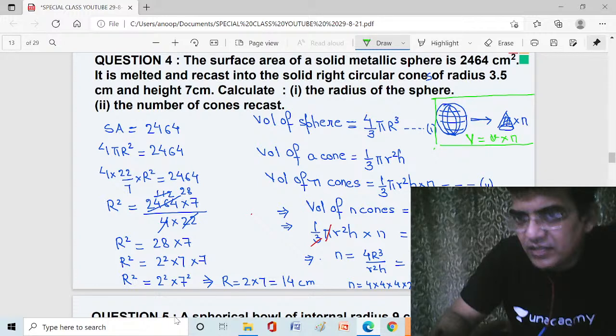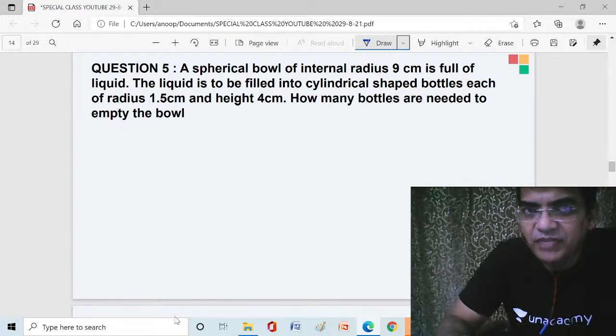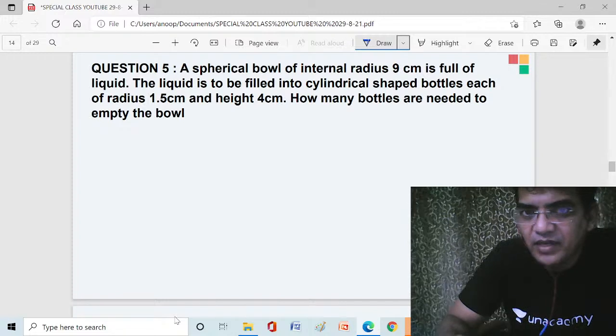Okay, now let's move on to the next question. So what we have in the next question is, they say a spherical bowl of internal radius 9 centimeter is full of liquid. The liquid is to be filled into cylindrical shaped bottles, each of radius 1.5 centimeter and height 4 centimeter. How many bottles are needed?